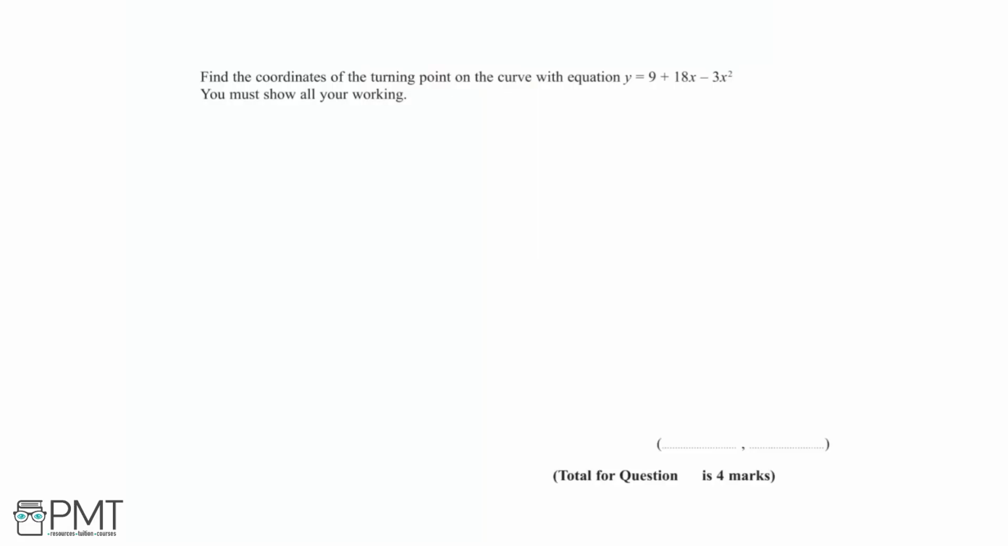In this question, we need to find the coordinates of the turning point on the curve with equation y equals 9 plus 18x minus 3x squared. Now we have the graph of y equals 9 plus 18x minus 3x squared. We can write this in the form ax squared plus bx plus c. And so changing the order around, y is equal to 9 plus 18x minus 3x squared is equivalent to y equals minus 3x squared plus 18x plus 9.